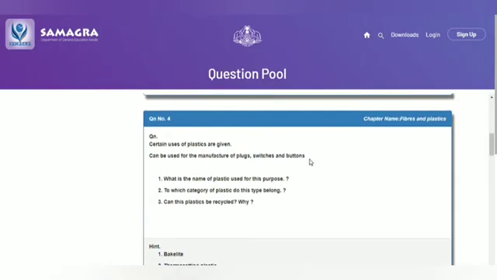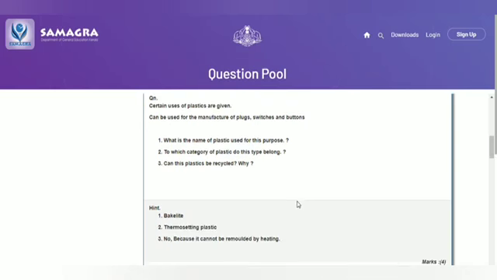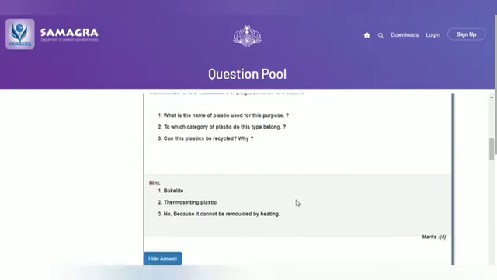Question number 4, certain uses of plastics are given. Can be used for the manufacture of plugs, switches and buttons. First one, what is the name of plastic used for the purpose? That is bakelite. To which category of plastic does this type belong? Thermosetting plastic. Can this plastic be recycled? Why? No, because it cannot be remolded by heating.